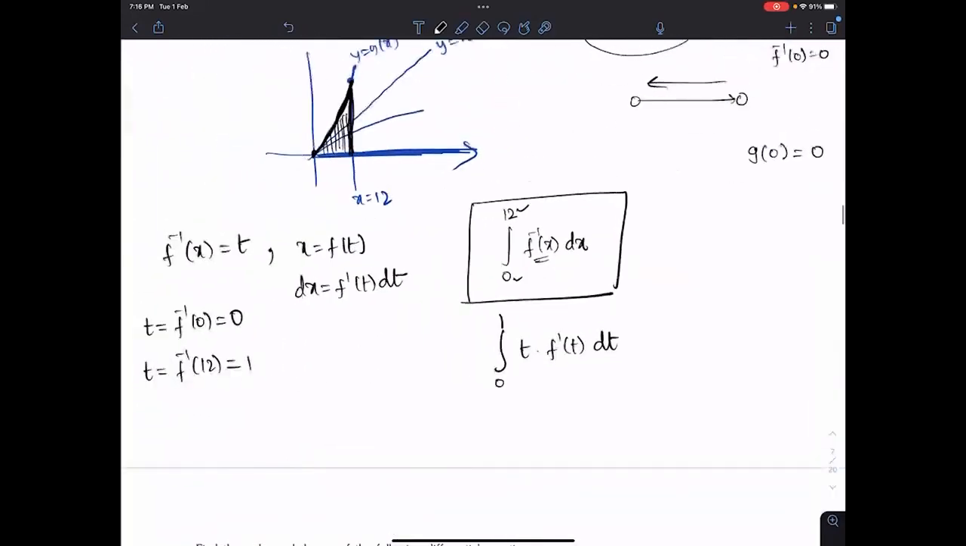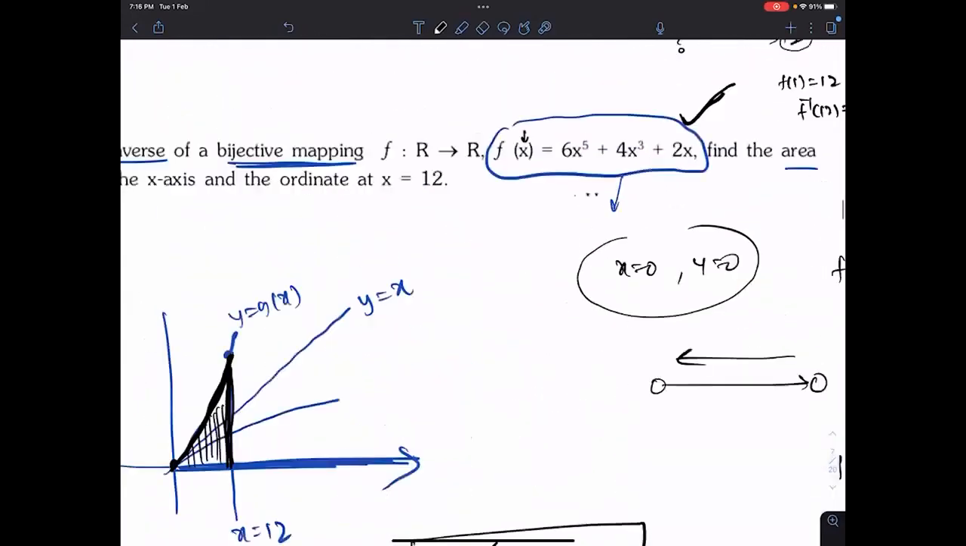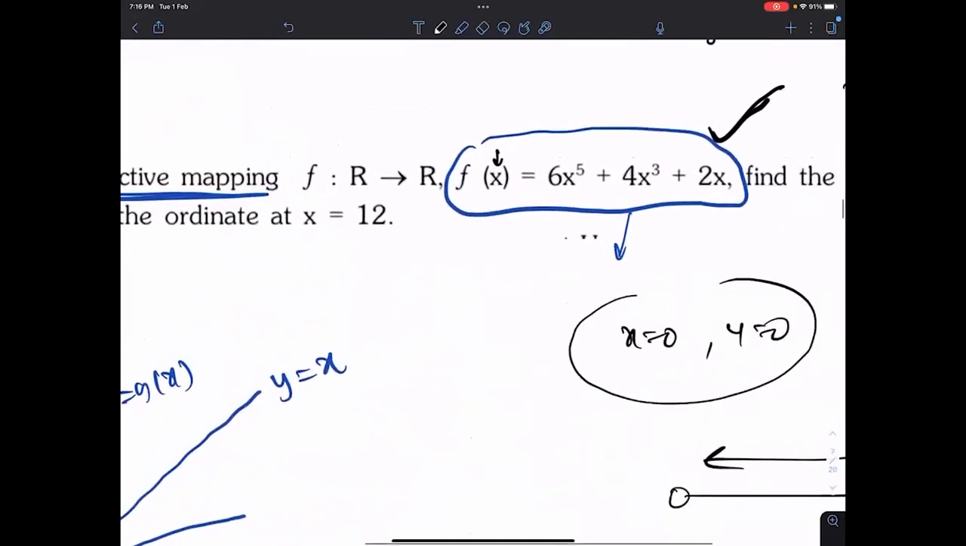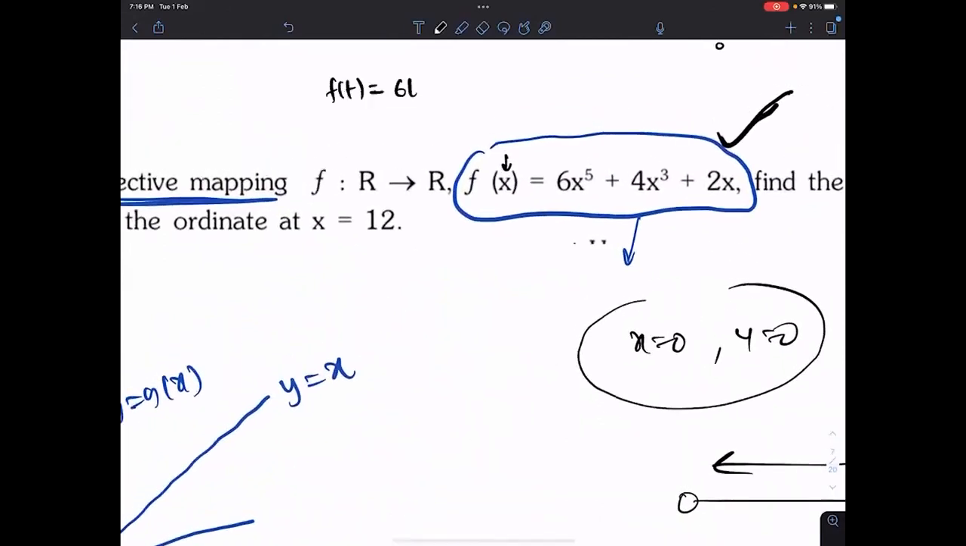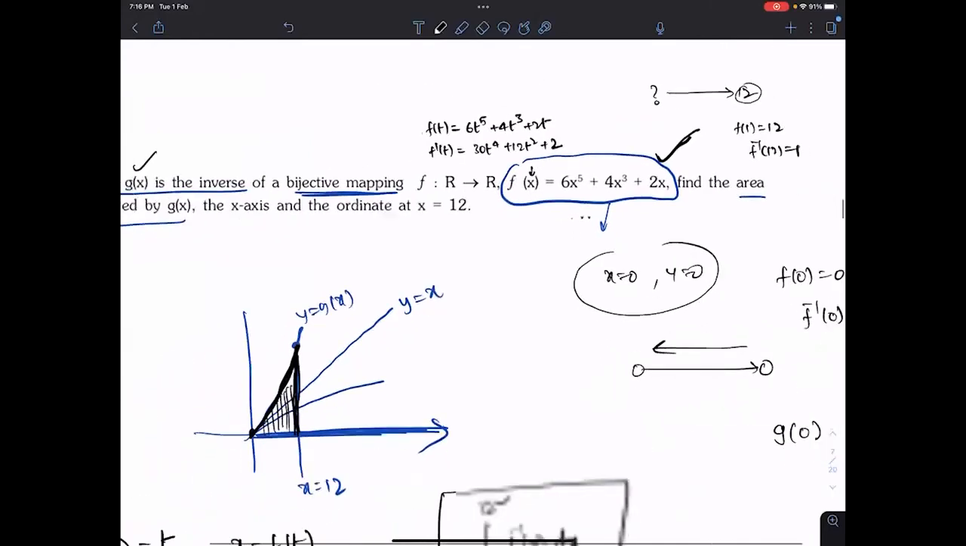Again, you know what f dash of t is, na? What is f of x? You know already. What will be f of t? It will be 6t power 5 plus 4t cube plus 2t. So what will be f dash of t? It will be 30t power 4 plus 12t square plus 2. Now f dash of t we know, so you substitute here.